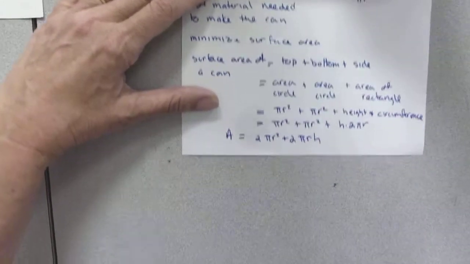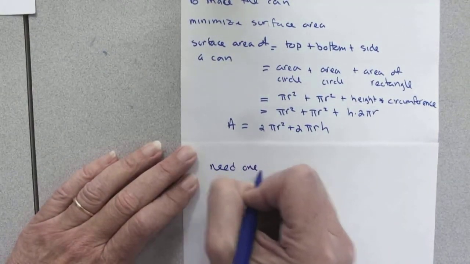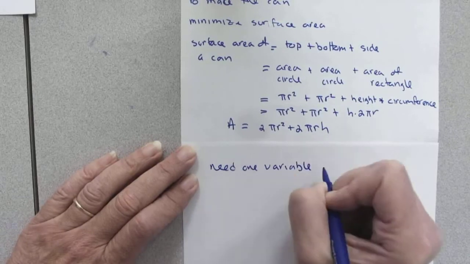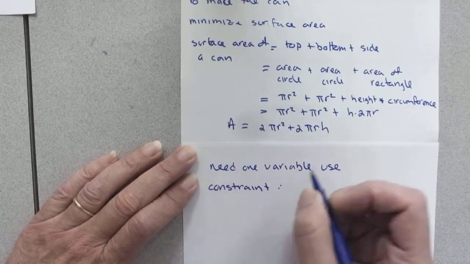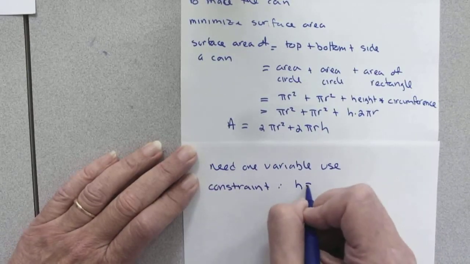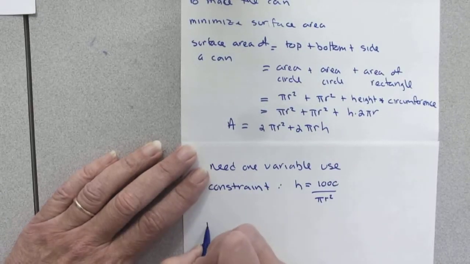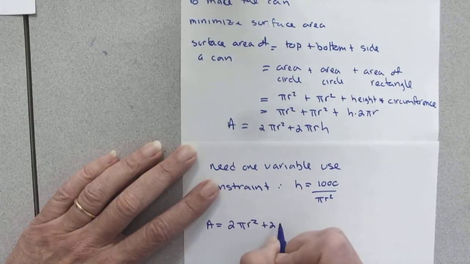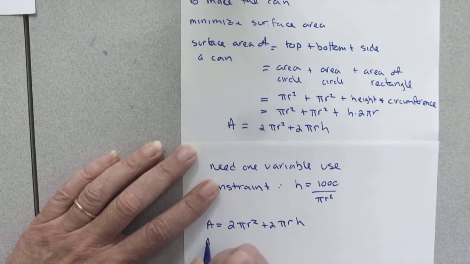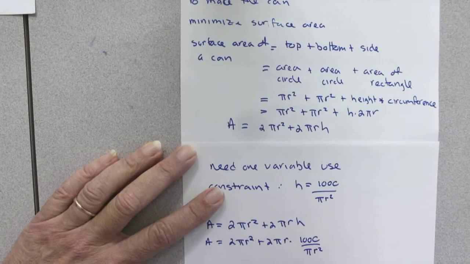I need it in one variable. We need one variable, and so we use the constraint, which was, and you can't see it anymore, but I'll bring it back down, h equals 1,000 over pi r squared. So we had A equals 2 pi r squared plus 2 pi r h. Becomes 2 pi r squared plus 2 pi r times 1,000 over pi r squared.